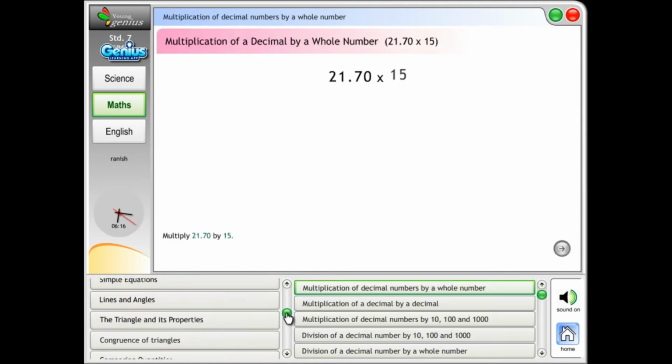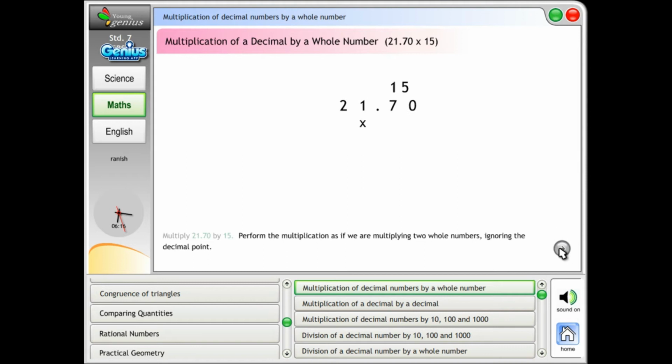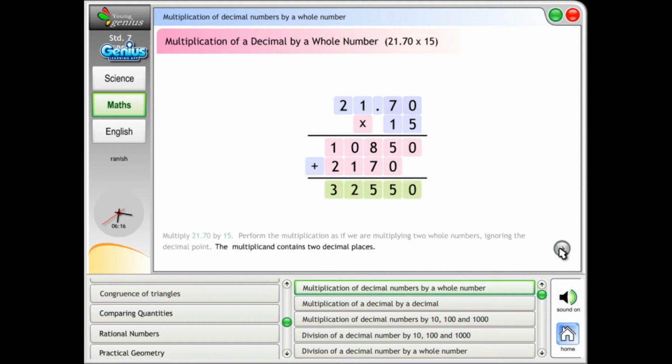Multiplication of a decimal by a whole number. Multiply 21.70 by 15. Perform the multiplication as if we are multiplying two whole numbers, ignoring the decimal point. The multiplicand contains two decimal places. Hence, the product also should contain two decimal places.